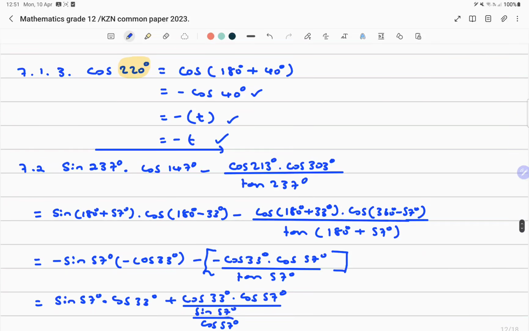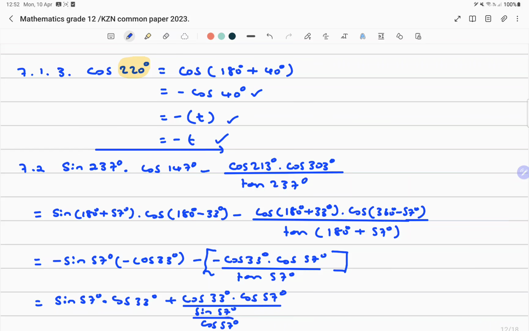Now let's see when we use a calculator from the top. What is the story here? Sine 237, just to double check if this thing is correct. Multiplied by cos 147. Okay, this one is that minus, now we've got something to deal with here. We've got here cos 213 times cos 303. No man, it's not right, it's not right.